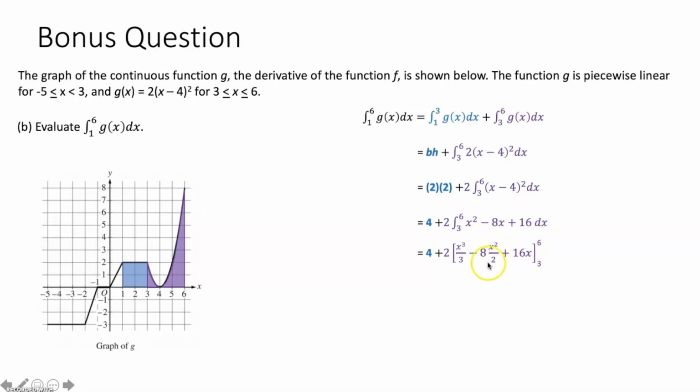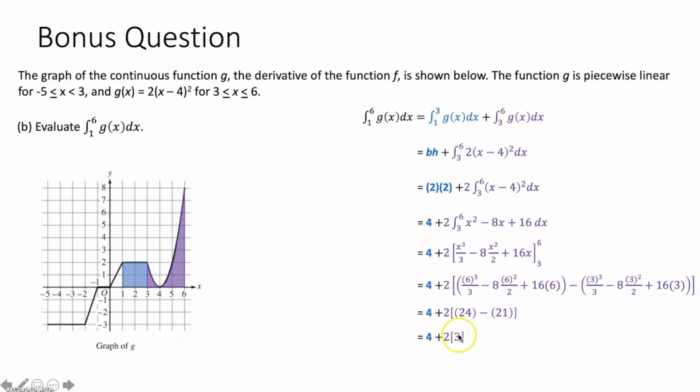We then evaluate this using the fundamental theorem of calculus. We take our upper limit of integration, 6, and plug it in for each of the x's. Then subtract what we get when we take our lower limit of integration, 3, and plug it in for each of the x's. We simplify each of these parentheses, and then we multiply that 2 and the 3, we get 6. Add that to the 4, we get 10, meaning that the integral from 1 to 6 of g of x dx is equal to 10.